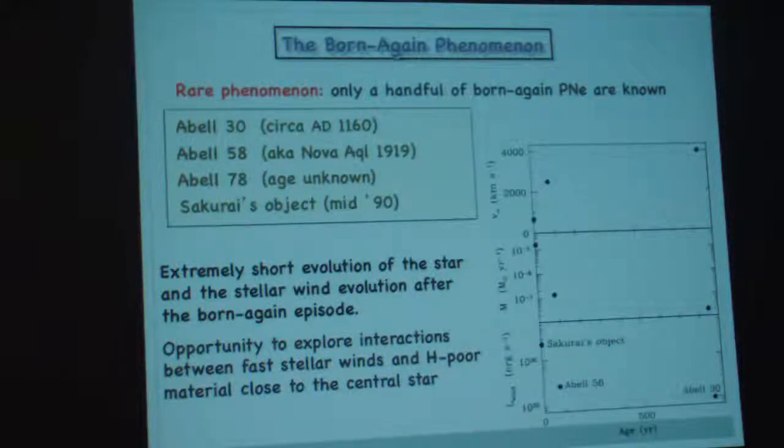And if we plot in this diagram how the terminal velocity and the mass loss rate change, from different estimates for those objects for which we have ages, we see that the change is very dramatic. In just about 100 years, the speed of the stellar wind comes back to 2,000 km per second, and the mass loss rate is decreasing by at least 2 orders of magnitude. So this is really a very fast phenomenon, and it provides us the opportunity to explore the interaction of a very fast stellar wind with material which is very close, very nearby the center of the star.